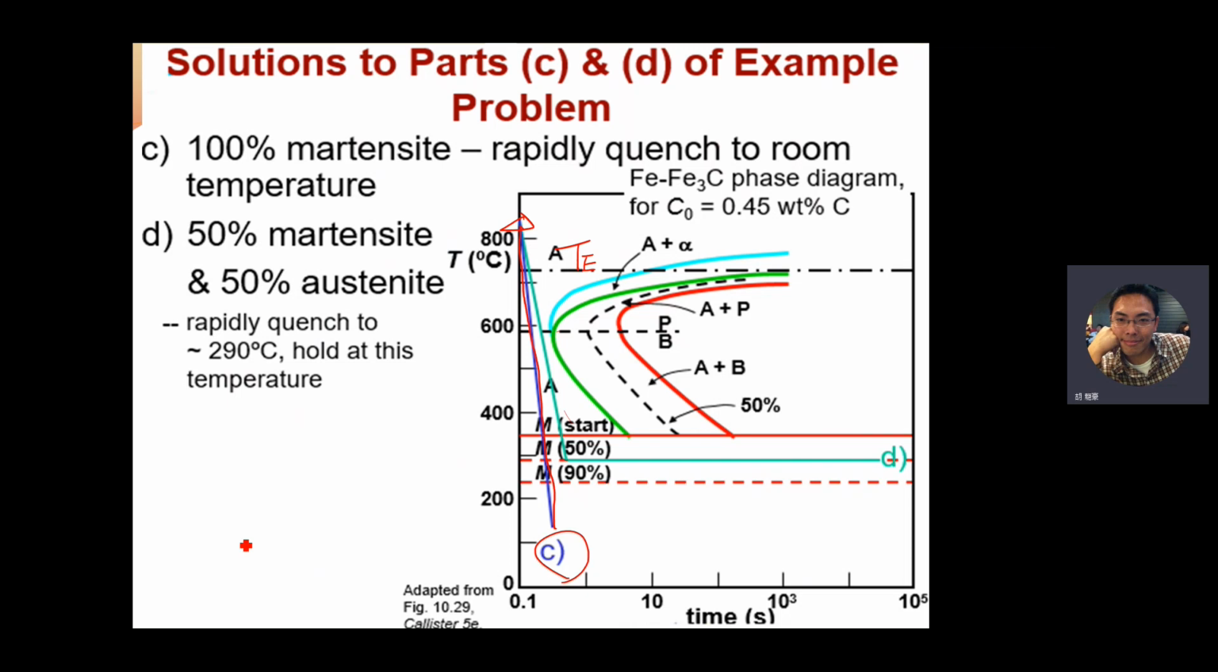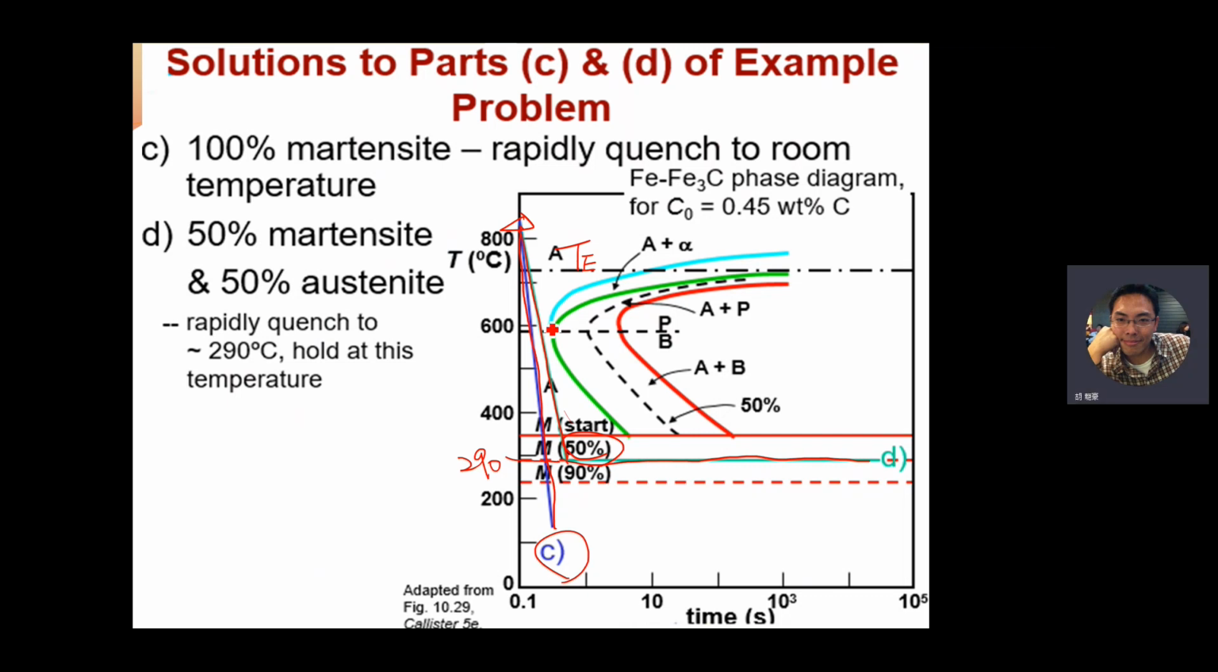So for path D, 50% martensite and 50% austenite. What's its time and temperature path? Rapidly change to 290. Okay, just drop the temperature to 290, right? 290 is right here, 290 Celsius, and hold this temperature a long time. Okay, we get 50% martensite.